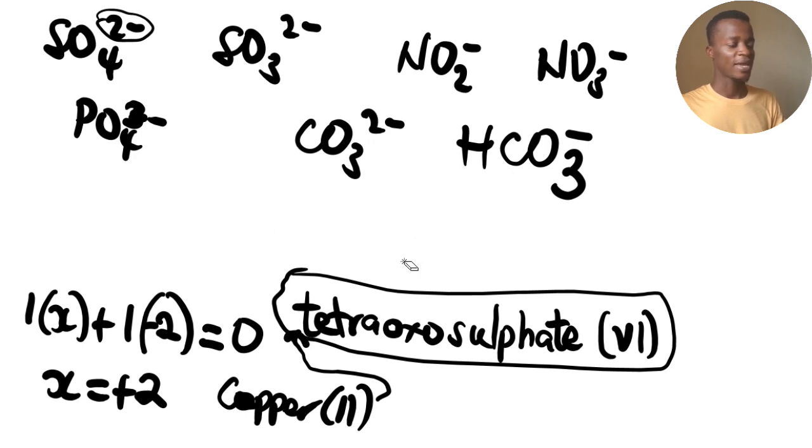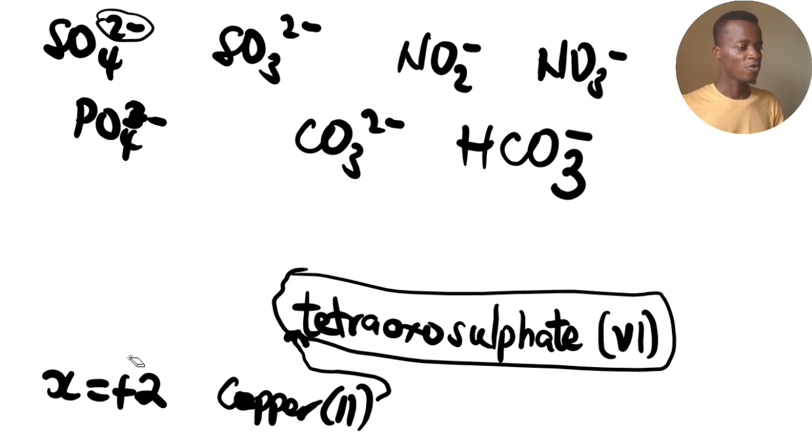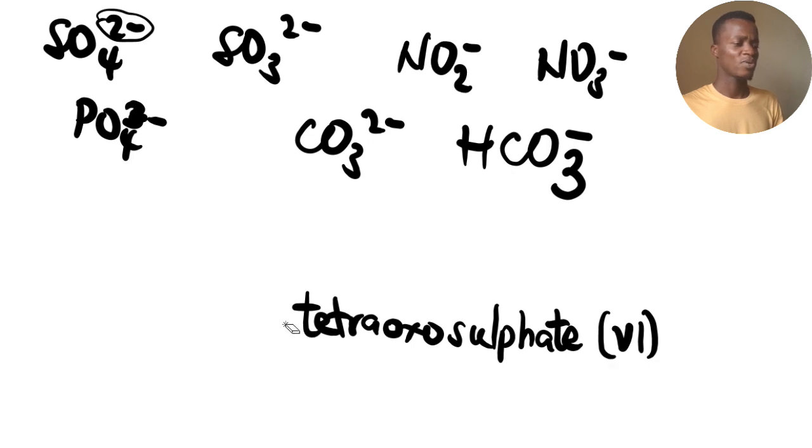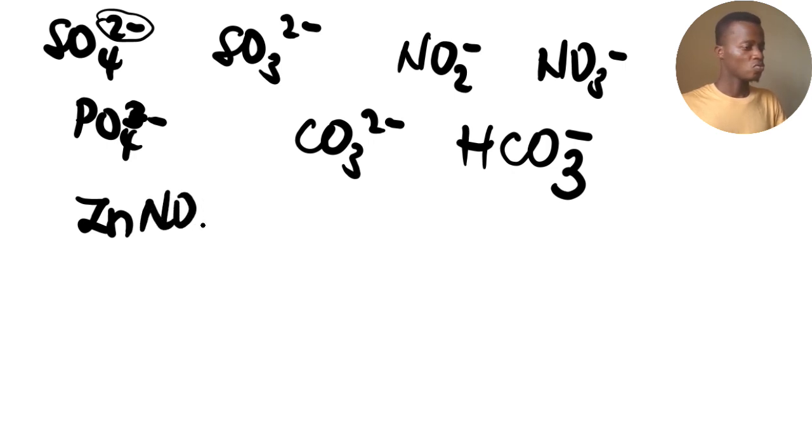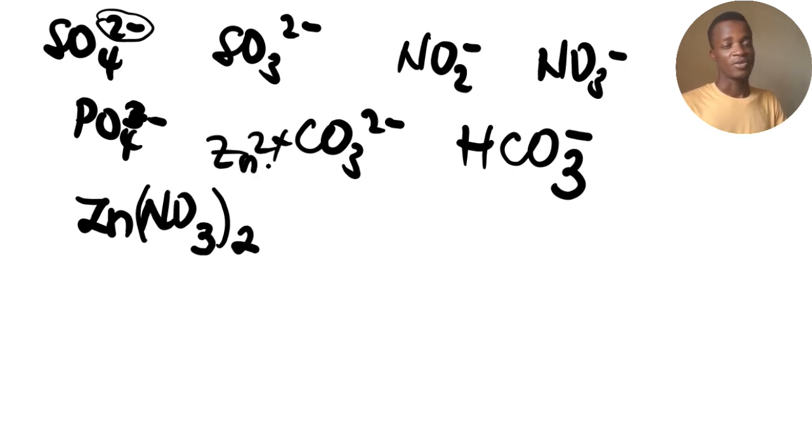Let's use another compound. Should I use PO4? Let me use something simple like this one. I'm going to use this with zinc, ZnNO3. That's because Zn has a default charge of Zn2+. You have to know that. We talked about that already. So it's a metal type 1.